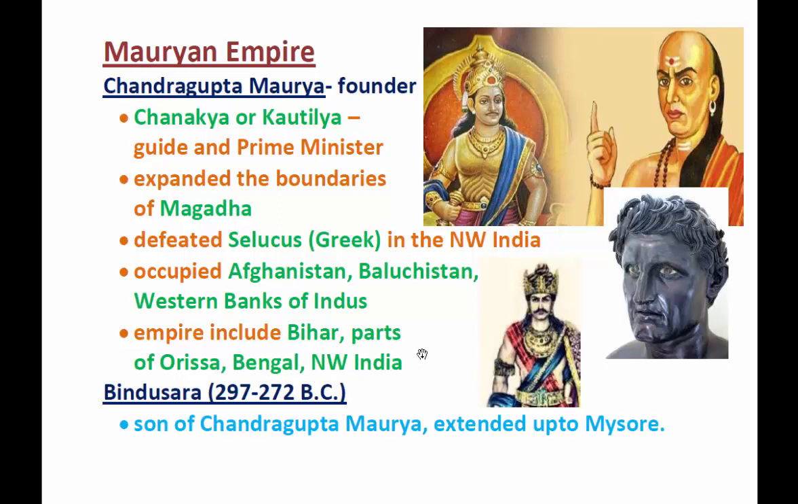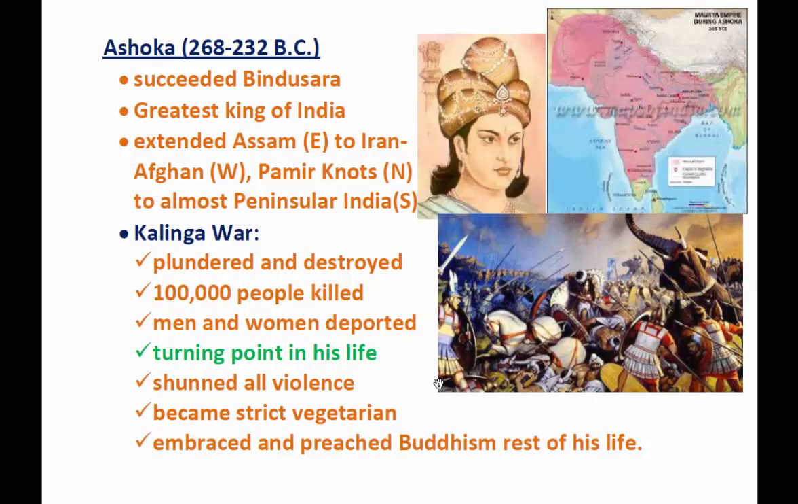After the death of Chandragupta Maurya, his son Bindusara succeeded him. During the time of Bindusara, the empire was extended up to Mysore. Mysore was in Karnataka in India. So these are some of the points during the reign of Chandragupta Maurya as well as his son Bindusara. Bindusara was succeeded by his son Ashoka.